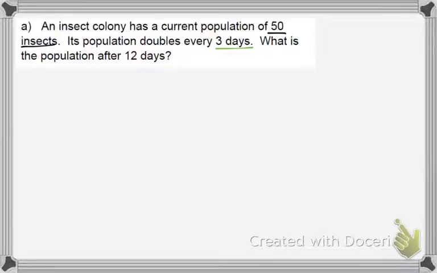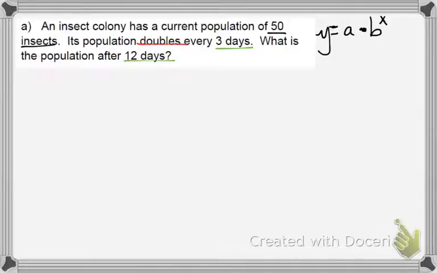We want to know what the population is after 12 days. 12 days and 3 days both deal with time, so I know these are both going to deal with our x value. We're using the formula y equals a times b to the exponent x. Y is our future value, a is our initial value, b is our growth factor, or decay factor, and x is the total time over the time for the growth or decay to occur.